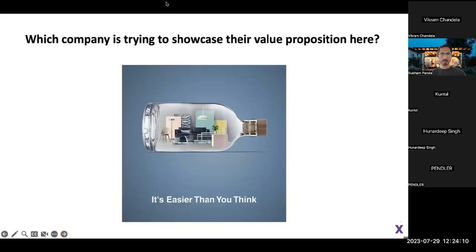Let's move through another case. Which company is trying to showcase their value proposition over here? On point, IKEA, right? A lot of answers. Okay, it's actually IKEA. You can see the simplicity with which they are showcasing their value proposition, so that anyone who has heard about the company or the concept can relate to it.